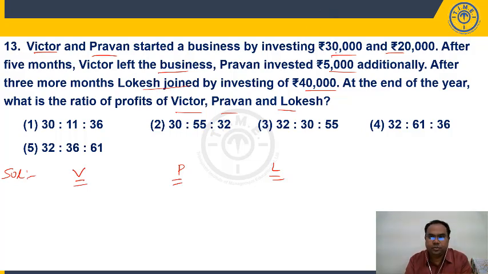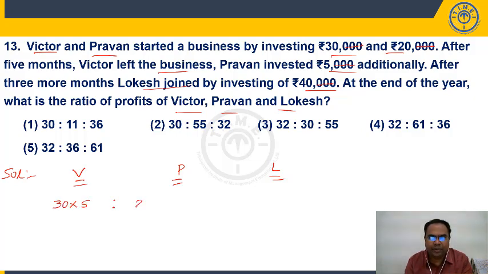Now here, we can ignore 3 zeros. In all these cases, we can ignore 3 zeros, right? Ignore 3 zeros. Okay. Now Victor is having 30,000 for how many months? 5 months. After 5 months, he left.